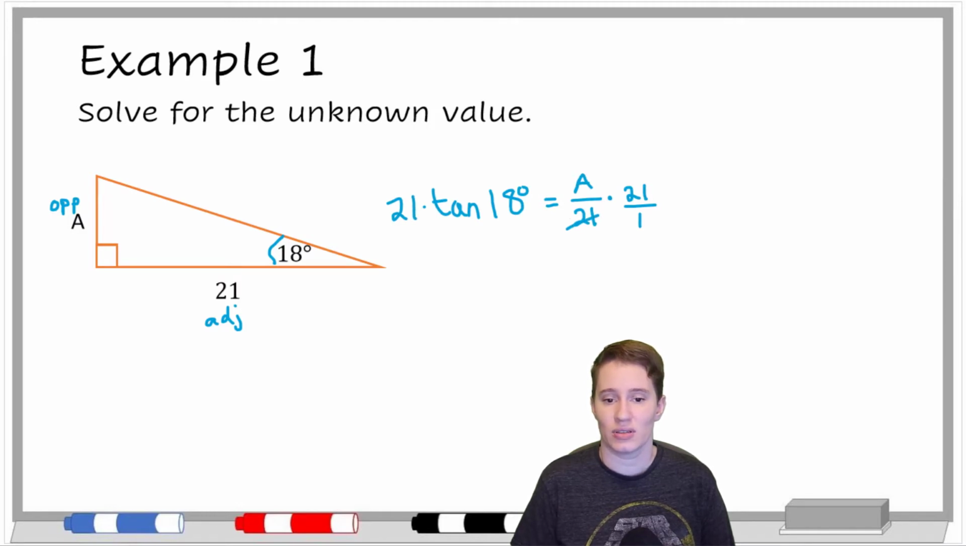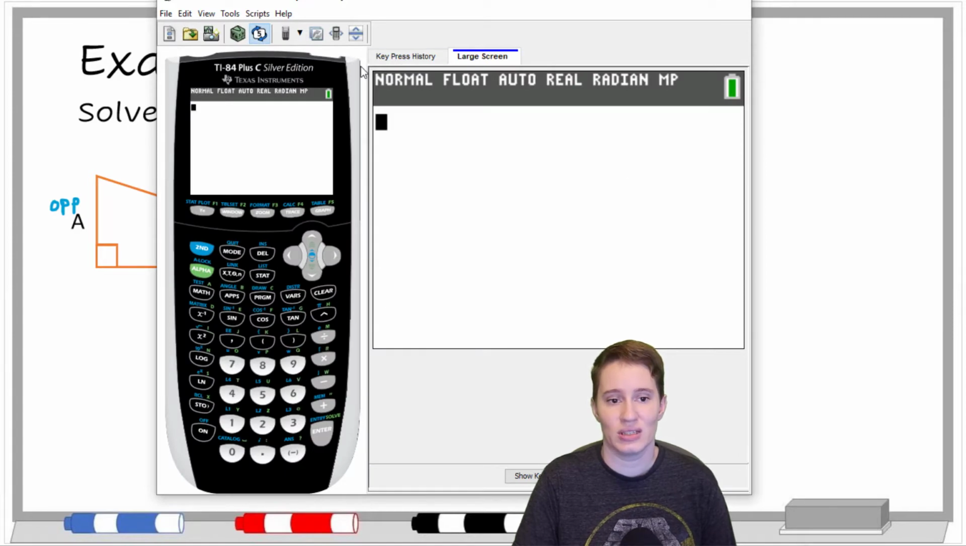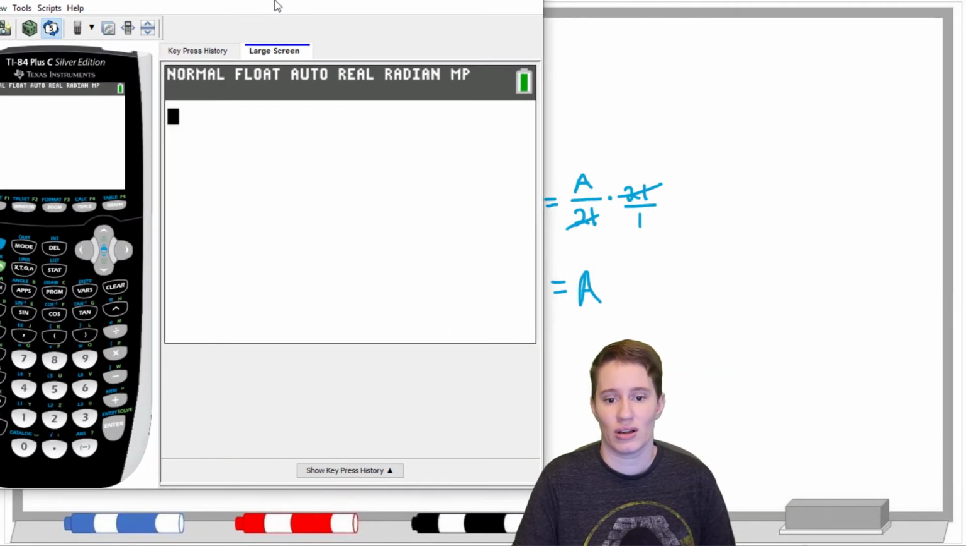And that gets rid of the 21 on bottom, so that now I have A equals whatever 21 times tangent of 18 is. You can also use your phone calculator for this, although there is a specific order. I'm thinking in particular of the iPhone. There is a certain set of things you need to do to get your iPhone to do it, or your phone to do it correctly. So the easiest way to do it is probably actually to type it in on Desmos.